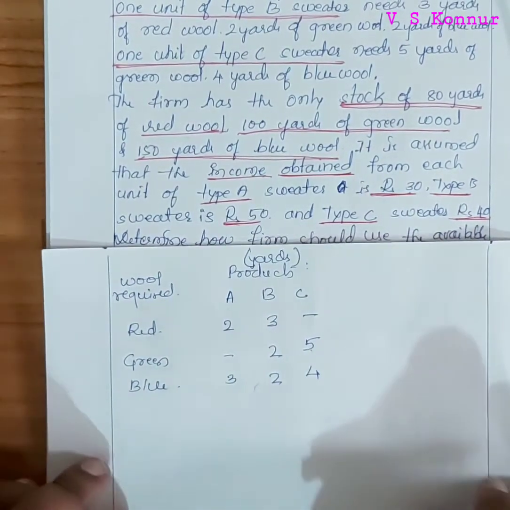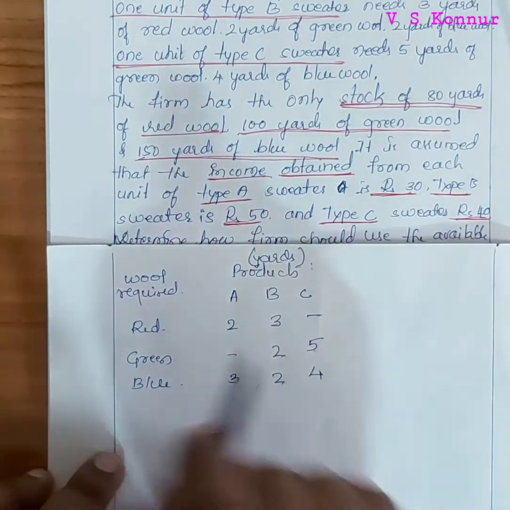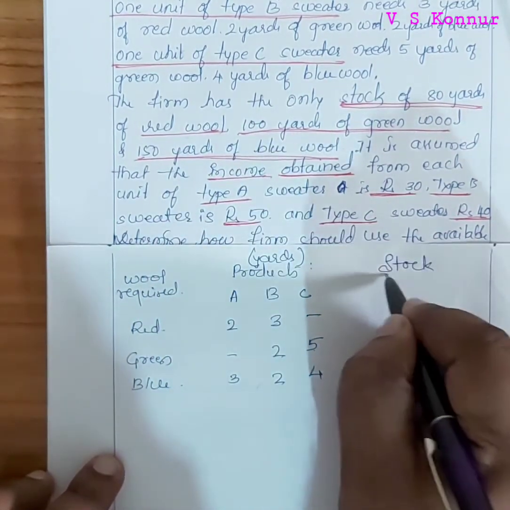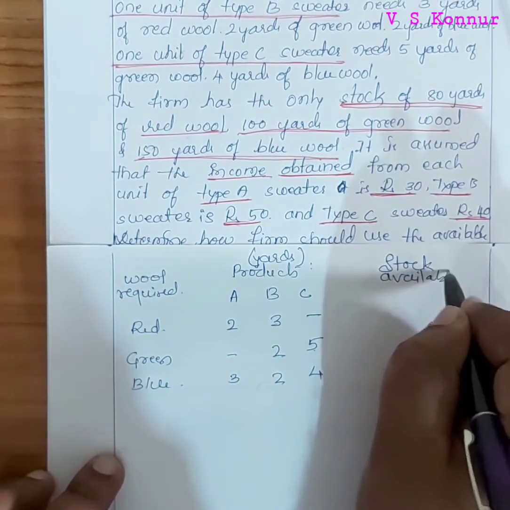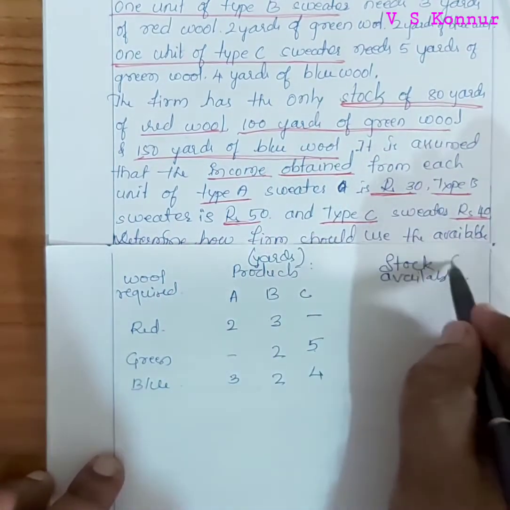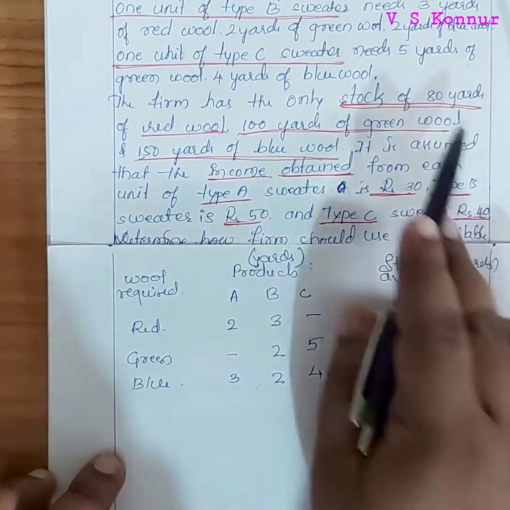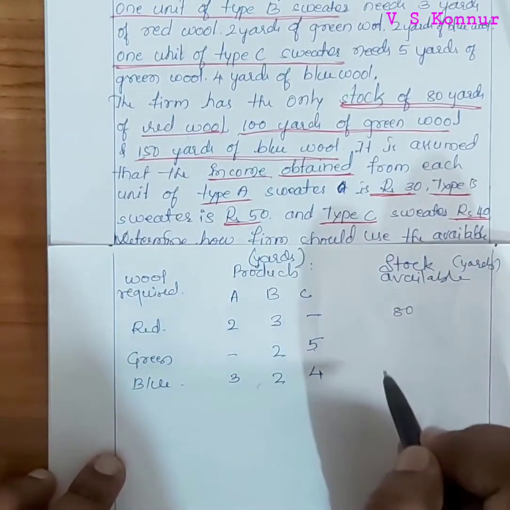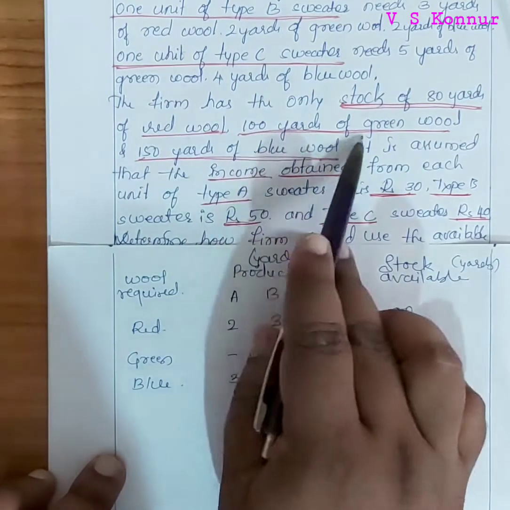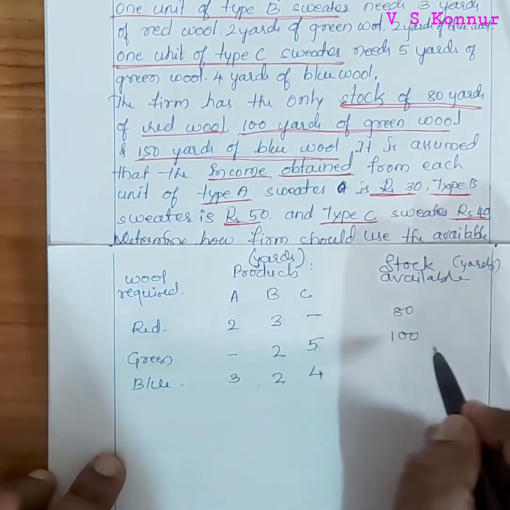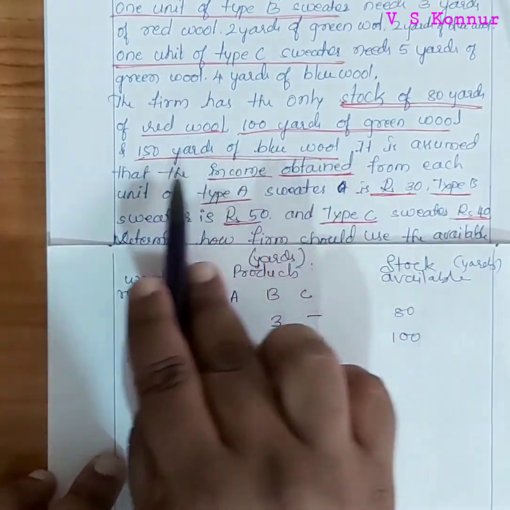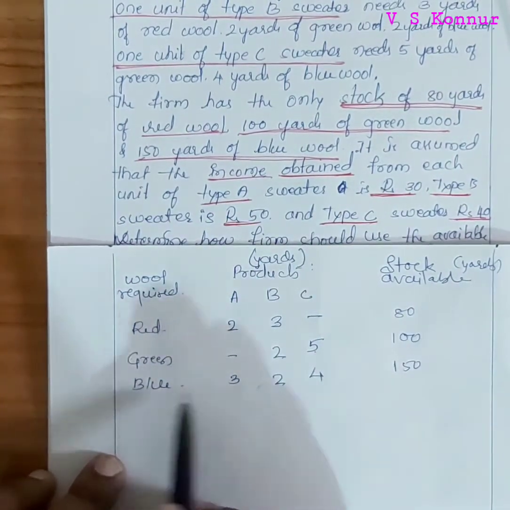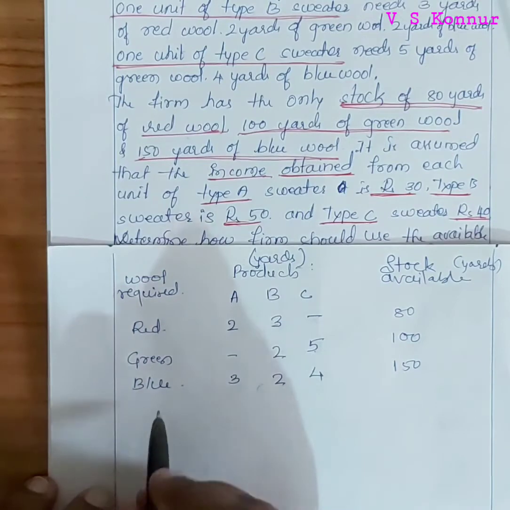Then finally they have given the stock available. The firm has the only stock. Stock available is in terms of yards: 80 yards of red wool, 100 yards of green wool, next 150 yards of blue wool. It is given in the problem. From these we have to write the constraints.